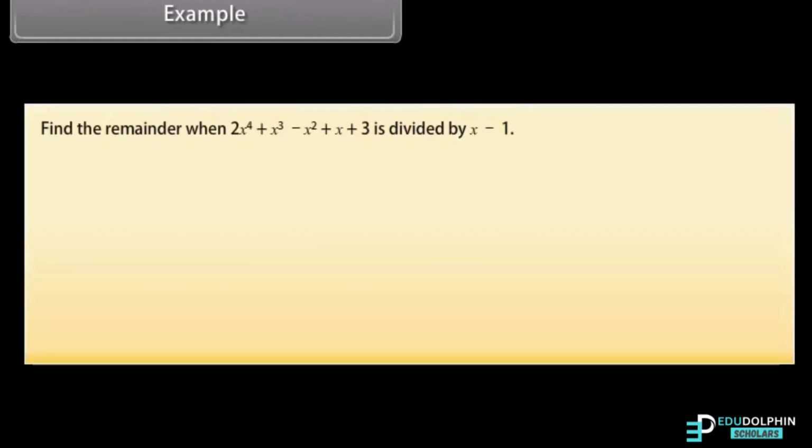Find the remainder when 2x^4 + x^3 - x^2 + x + 3 is divided by x - 1.